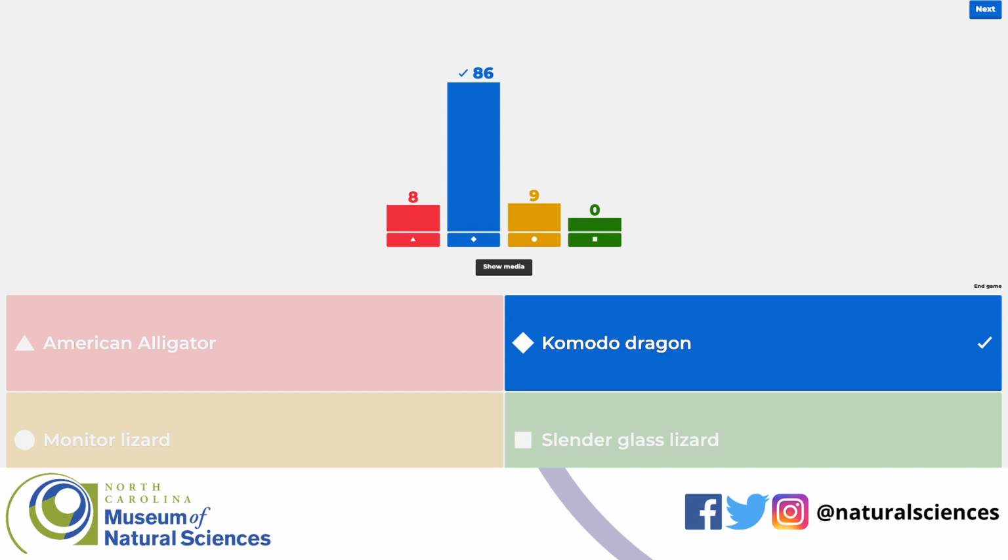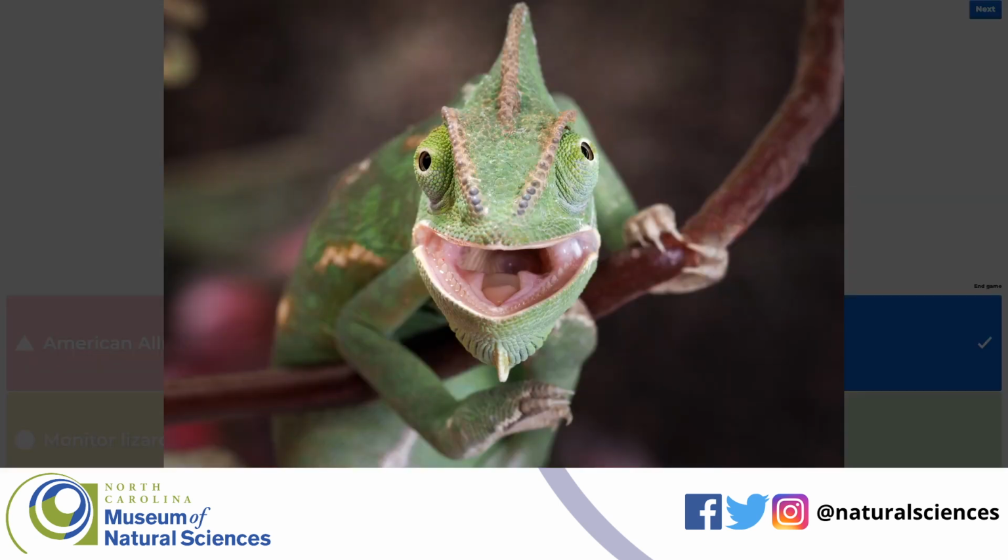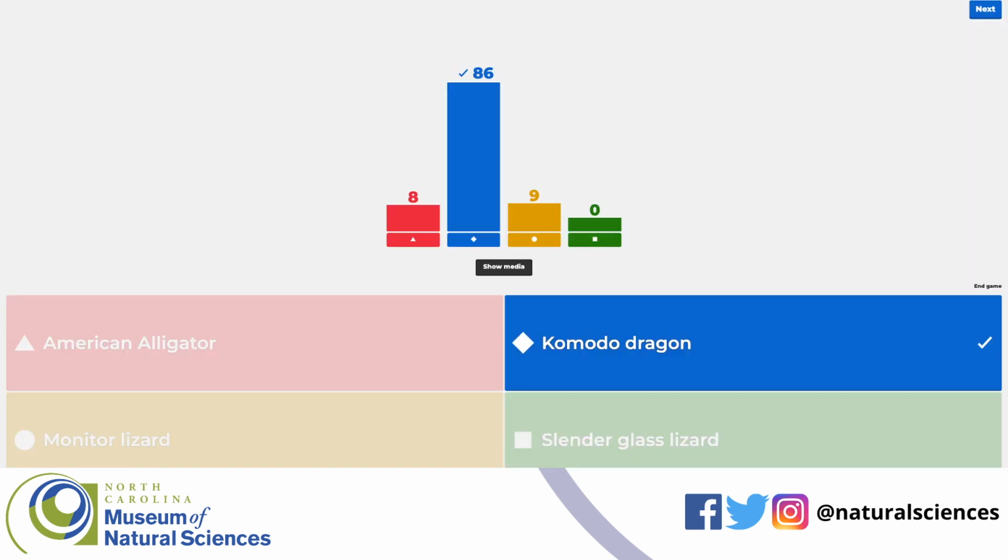The correct answer, and almost everybody got this one right, is the Komodo dragon. That is the world's largest living lizard. If you were wondering, it is not that. That is not it. That's a chameleon. Okay. 86 people got this one right. Only a few people got this one wrong. Now, here's the fun part. In Kahoot, the faster you answer, the more points you get. But you got to get the right answer. Let's see how you stacked up.